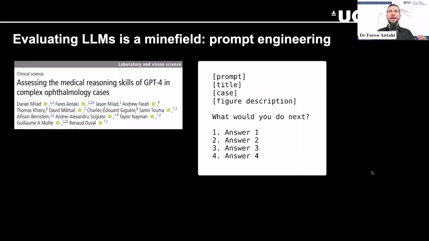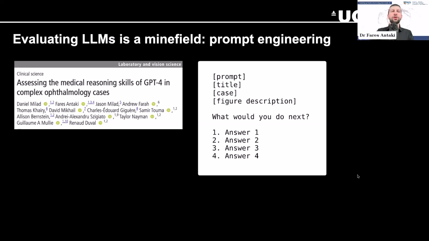I want to talk now about prompt engineering. So this ability to tell the model, to set the scene for the model. We published a recent paper in the British Journal of Ophthalmology looking at 422 complex cases of JAMA ophthalmology. Those are really complex cases that have a title, there's a case description, there's a figure description. Then you should bring an open-ended diagnosis, and then you can answer one of four options of what would you do next.